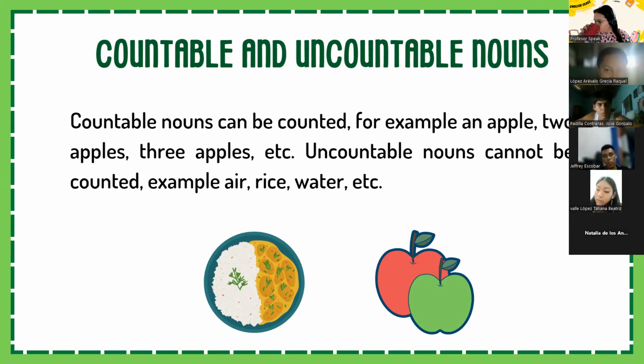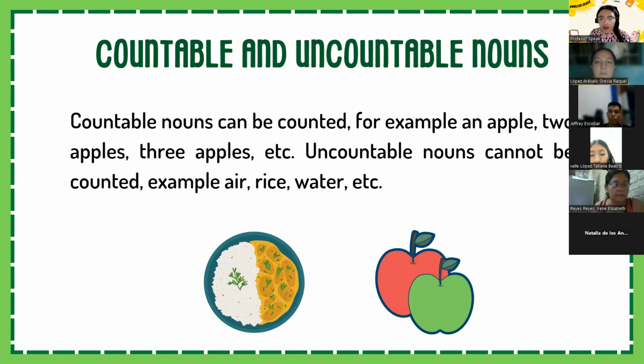Countable nouns can be counted. For example, an apple, two apples, three apples, etc. Uncountable nouns cannot be counted. Example, air, rice, water, etc. Okay, very good. So basically, guys, this is very simple. Countable, we can count. Uncountable, we can't count it. There is no way that we can count it.